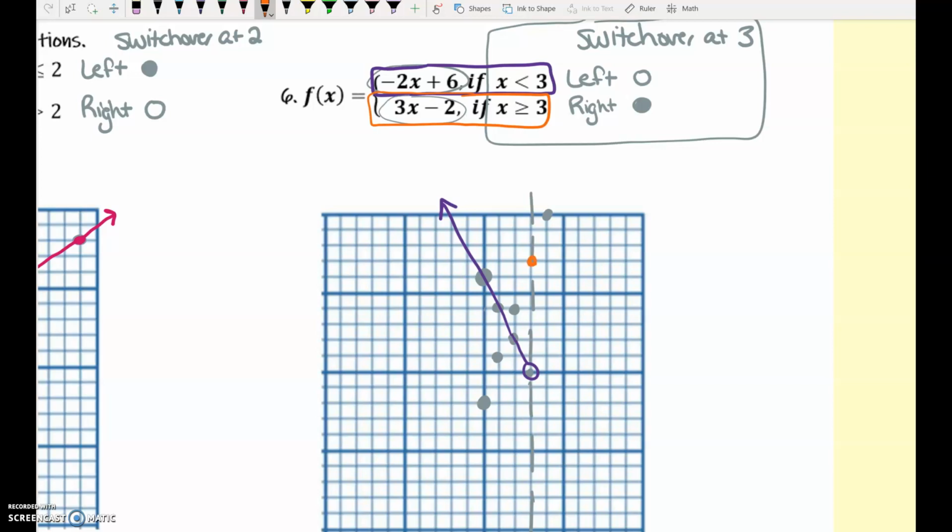This one has a closed circle on that switchover line, and we want the right side of that graph. The stuff on the left, you can erase.